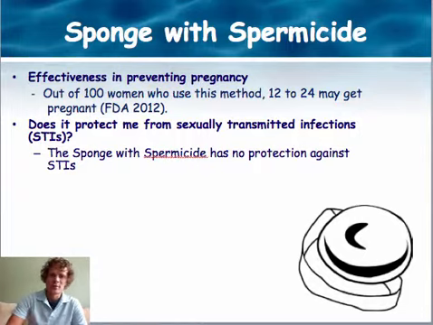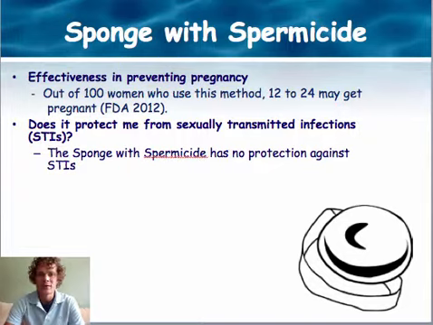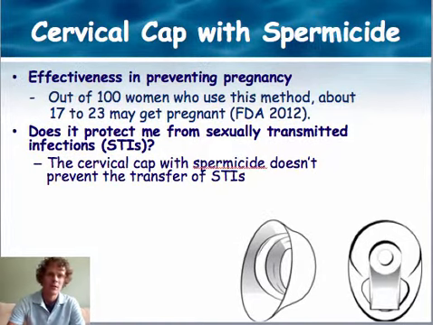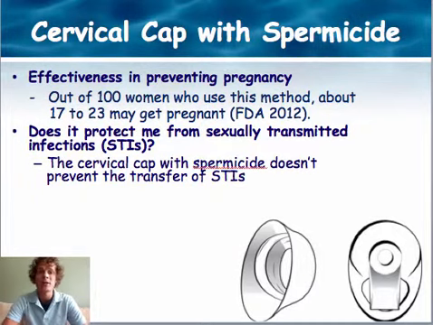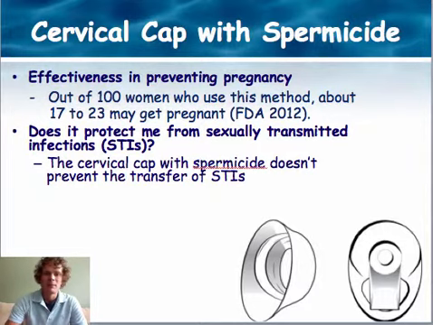The sponge with spermicide. Out of every 100 women who use this method, 12 to 24 may get pregnant. The sponge with spermicide has no protection against STIs. The cervical cap with spermicide. Out of every 100 women who use this method, about 17 to 23 may get pregnant. Again, the cervical cap doesn't provide any prevention of the transfer of STDs.